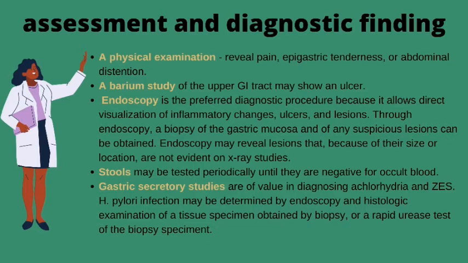In the first one, physical examination, when we examine a peptic ulcer patient, we look for pain, epigastric tenderness, and abdominal distension. All these things we will come to know while doing the physical examination. Barium study is done for the upper GI tract, that is the gastrointestinal tract, and may show an ulcer. To see the ulcer, they are going to do the barium study.